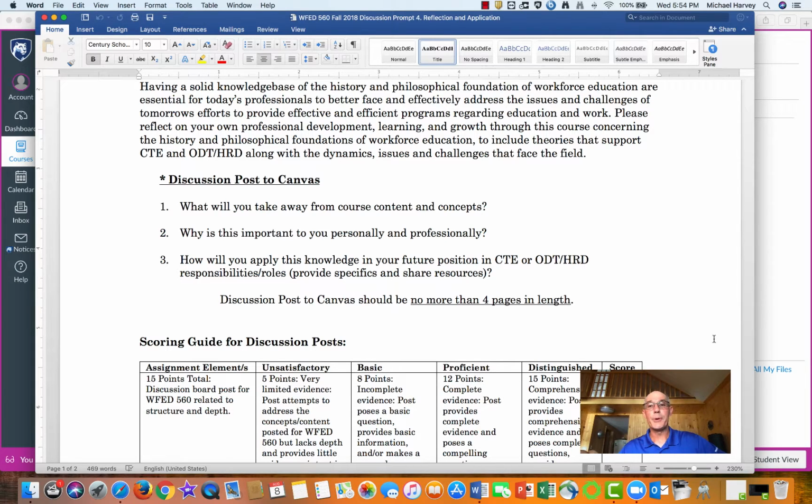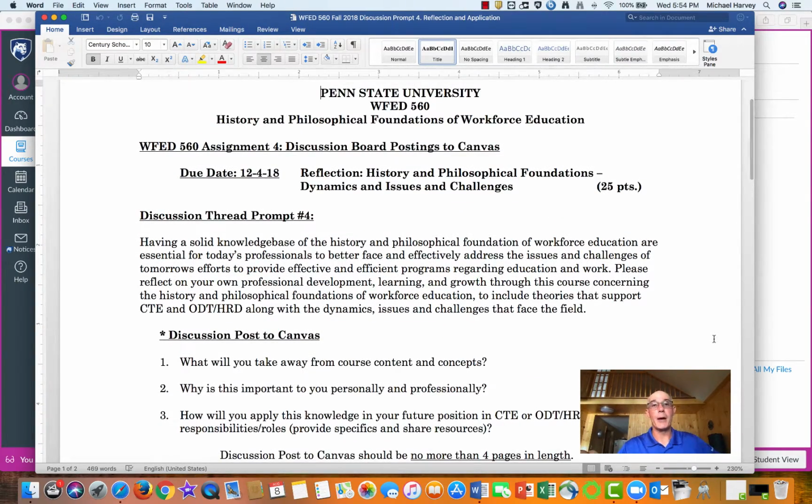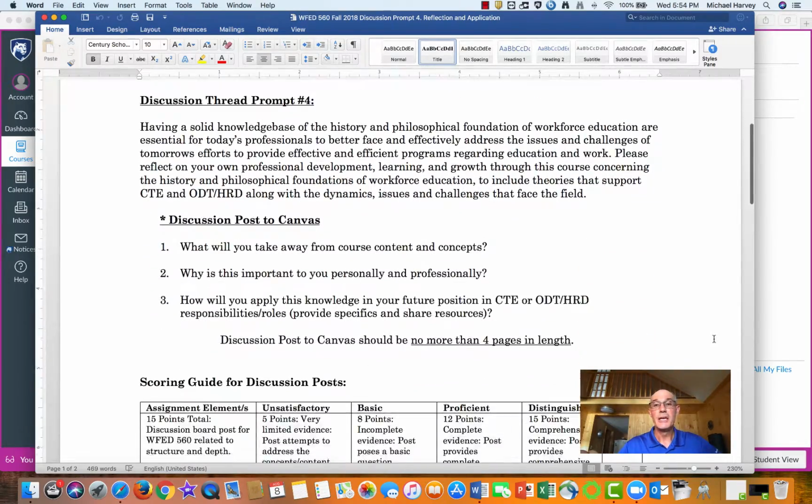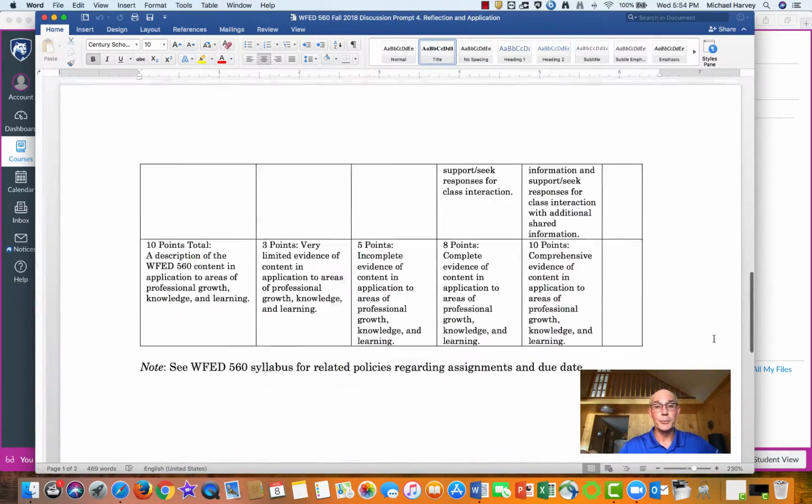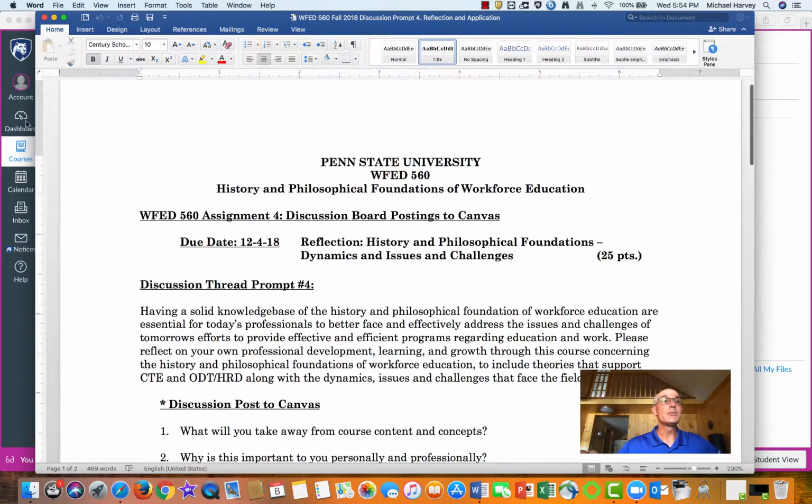This final prompt is a 4-page reflection of the course around these particular prompt questions in that prompt number 4, which is a reflection, and then the scoring rubric that goes with that. Again, these wrap up an overview of the assignments.